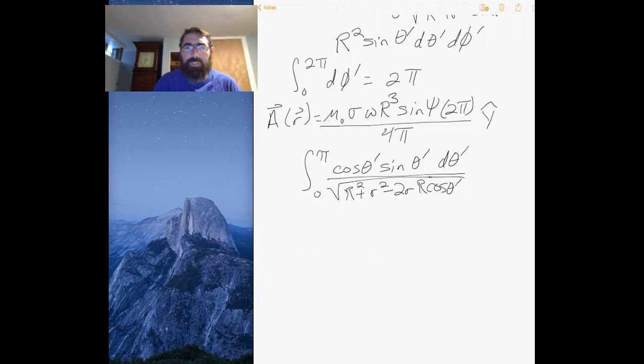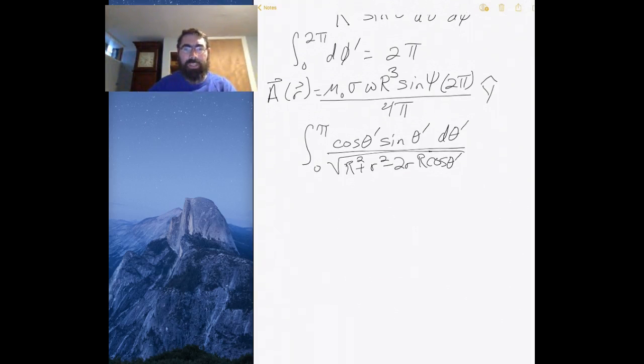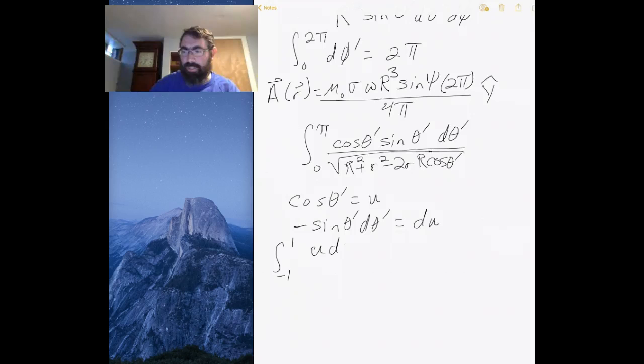We're now left with this integral to solve. And so if we were to make a substitution, so let cosine theta prime be u, so minus sine theta prime d theta prime is equal to du. So that way I can rewrite the integral as minus 1 to 1 u du over the square root of R squared plus r squared minus 2r capital R u.